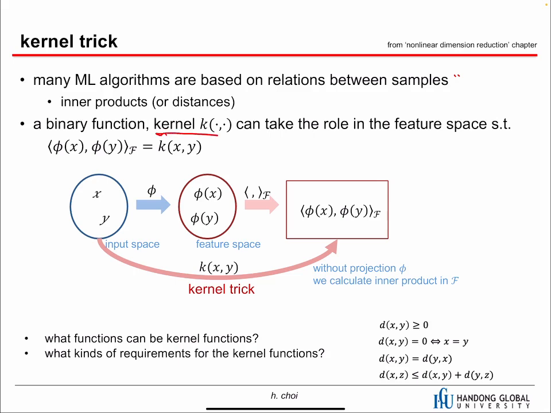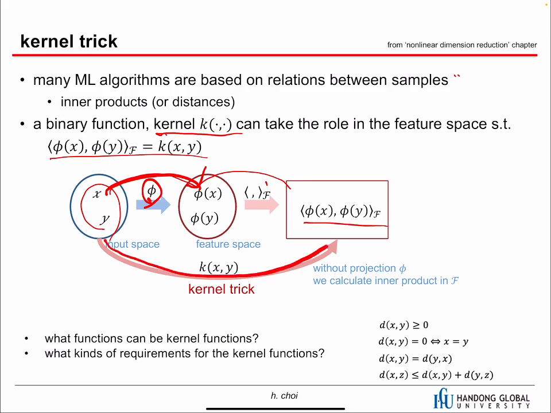A binary function kernel k can take the role in the feature space like this. When we have an input space, and in this space we have, let's say, x and y, then when we apply the nonlinear function, we have phi of x and phi of y. Then when we calculate the inner product, this is what we have. But instead of applying these separately in a sequence, we just calculate the kernel function. So we don't have to transform all the samples. That's the trick. That's the kernel trick.